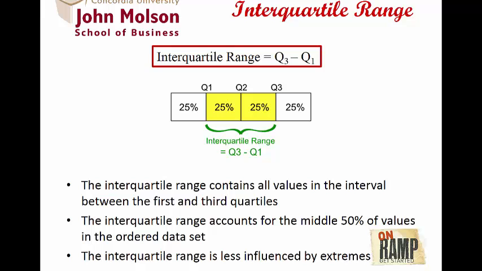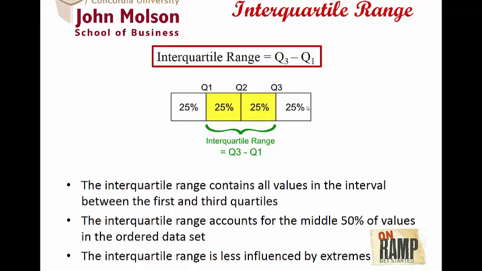The interquartile range is the second measure that we will study. The interquartile range is the distance between the third and the first quartile. So I take it as Q3 minus Q1. In the previous module, we saw how to calculate Q1, the first quartile, and Q3, the third quartile.